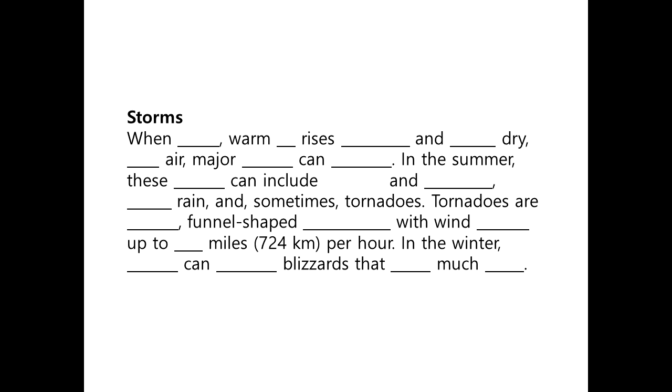Storms. When moist, warm air rises suddenly and meets dry, cold air, major storms can develop. In the summer, these storms can include thunder and lightning, heavy rain, and sometimes tornadoes. Tornadoes are violent, funnel-shaped windstorms with wind speeds up to 450 miles, 724 kilometers per hour. In the winter, storms can become blizzards that bring much snow.